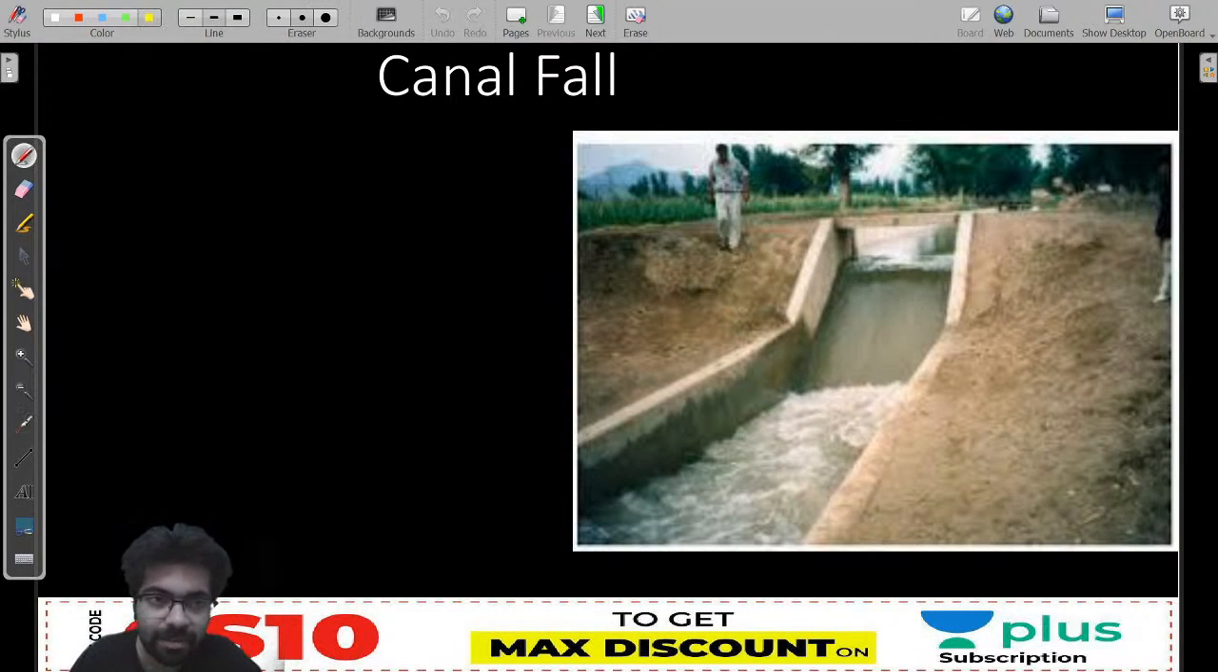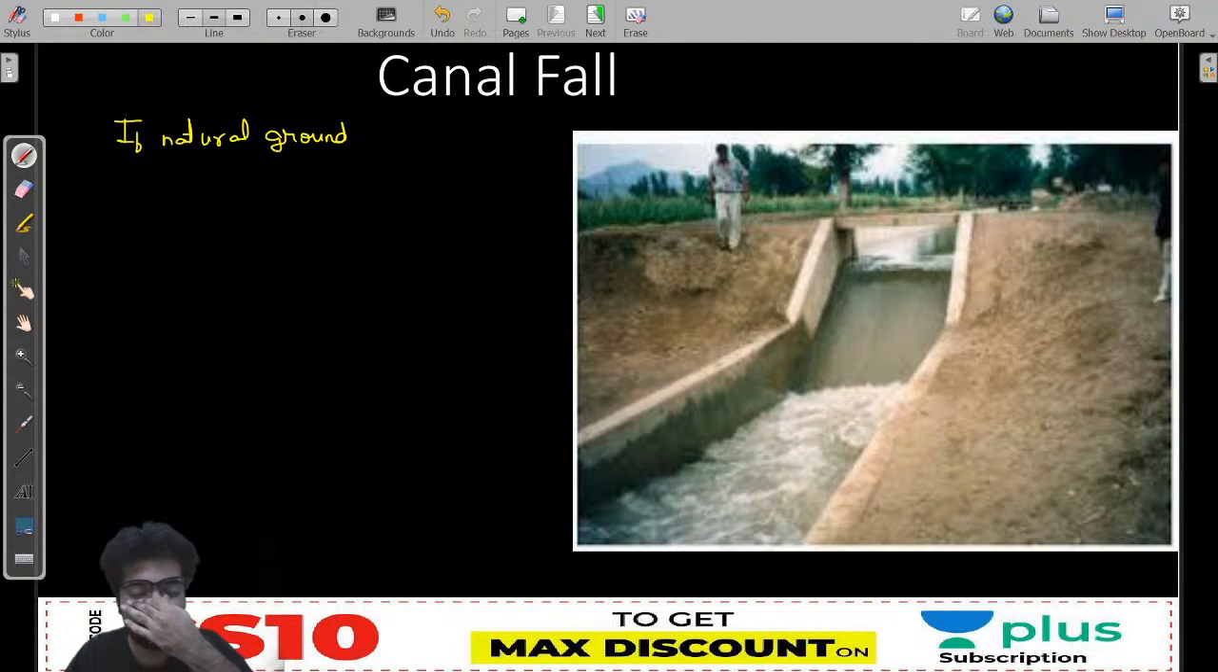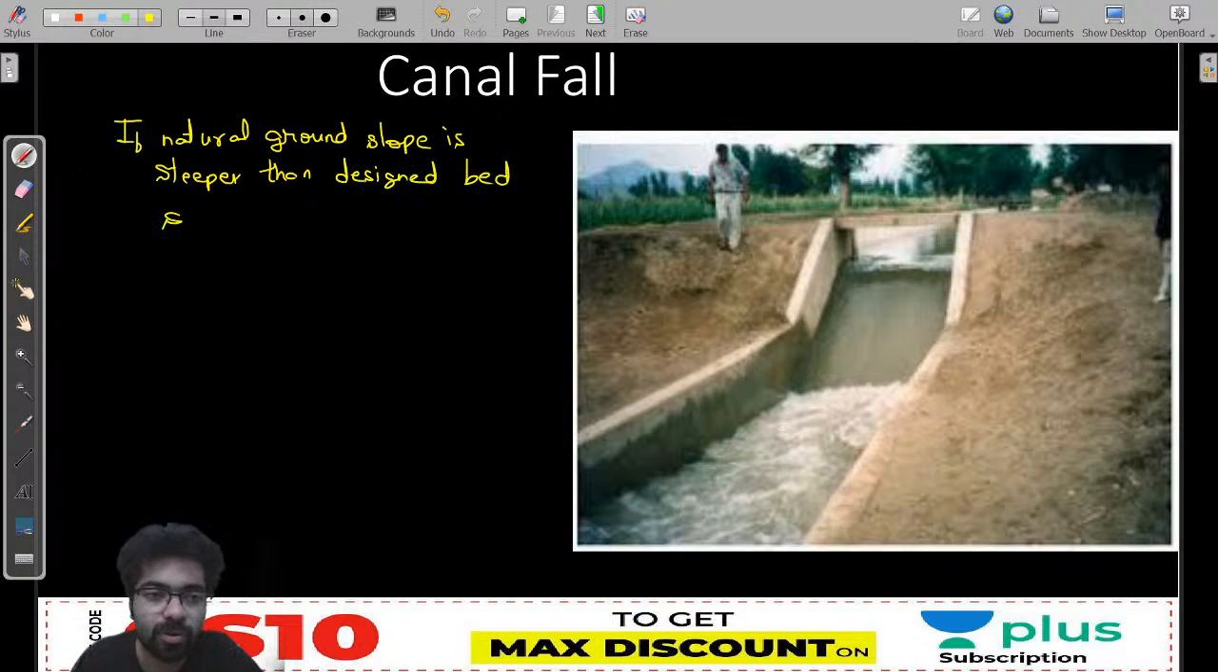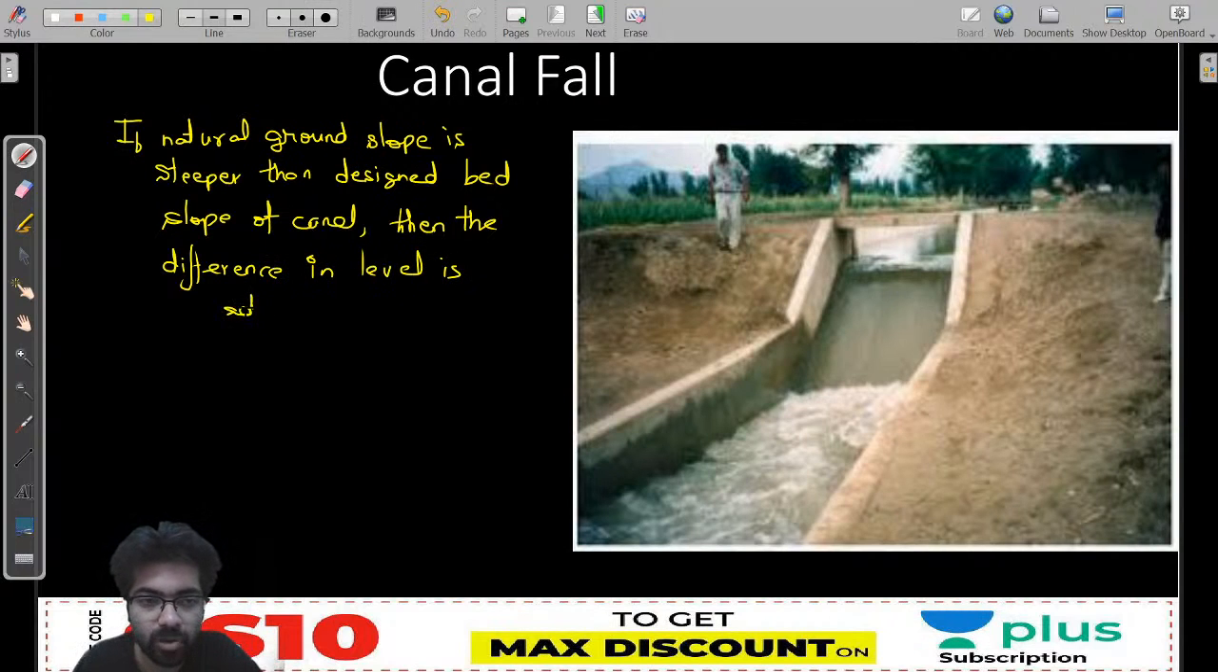So let me write down one line. If the natural ground slope is steeper than the designed bed slope of the canal, then the difference in level is adjusted by providing a canal fall. Hope everything is clear, kindly comment.